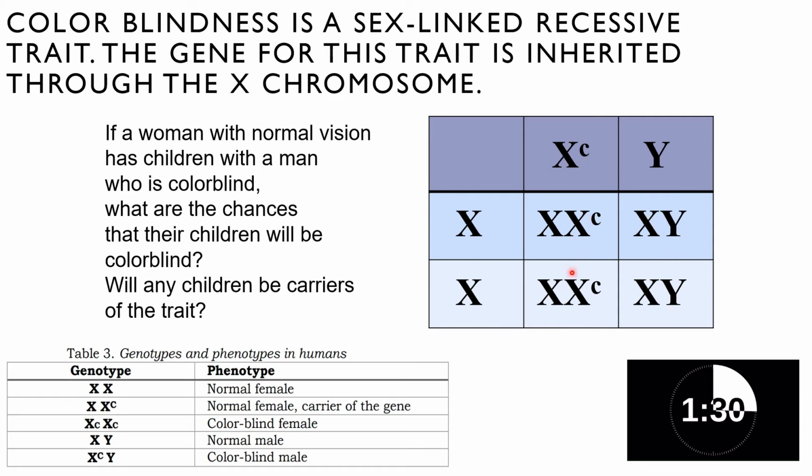So from those four offspring, are there any chances that their children will be colorblind? So the chance of having colorblind male or female children will be 0%. How about, will any children be carriers of the trait? Yes, there are two daughters who are carriers of the trait. Therefore, the answer is yes, there will be two children.